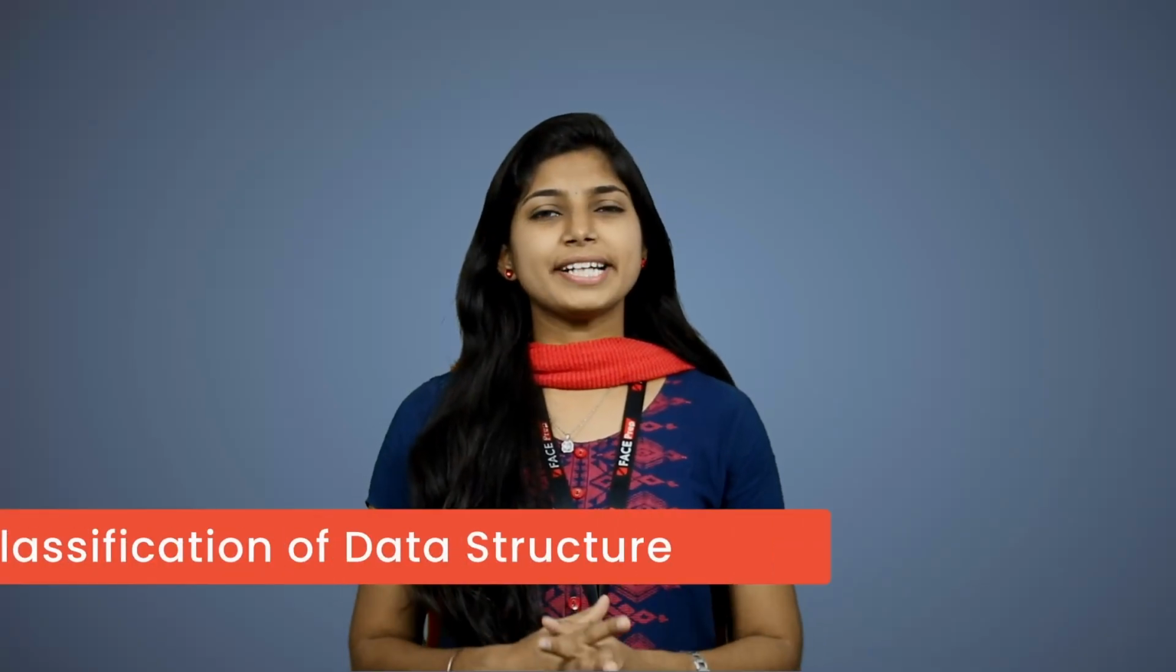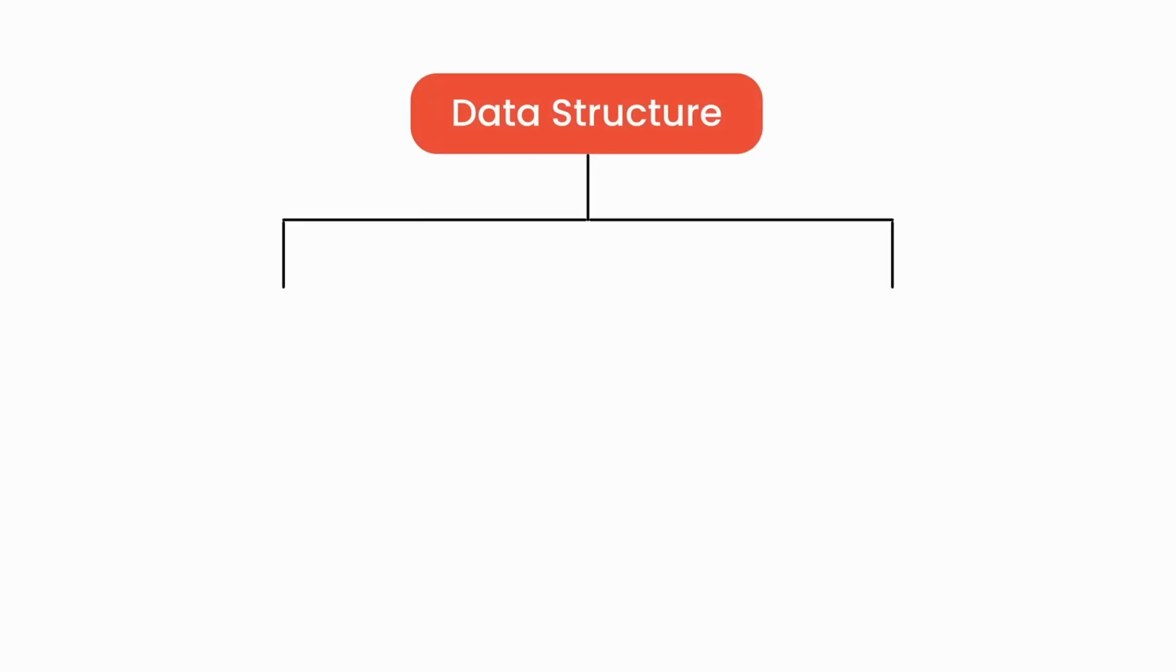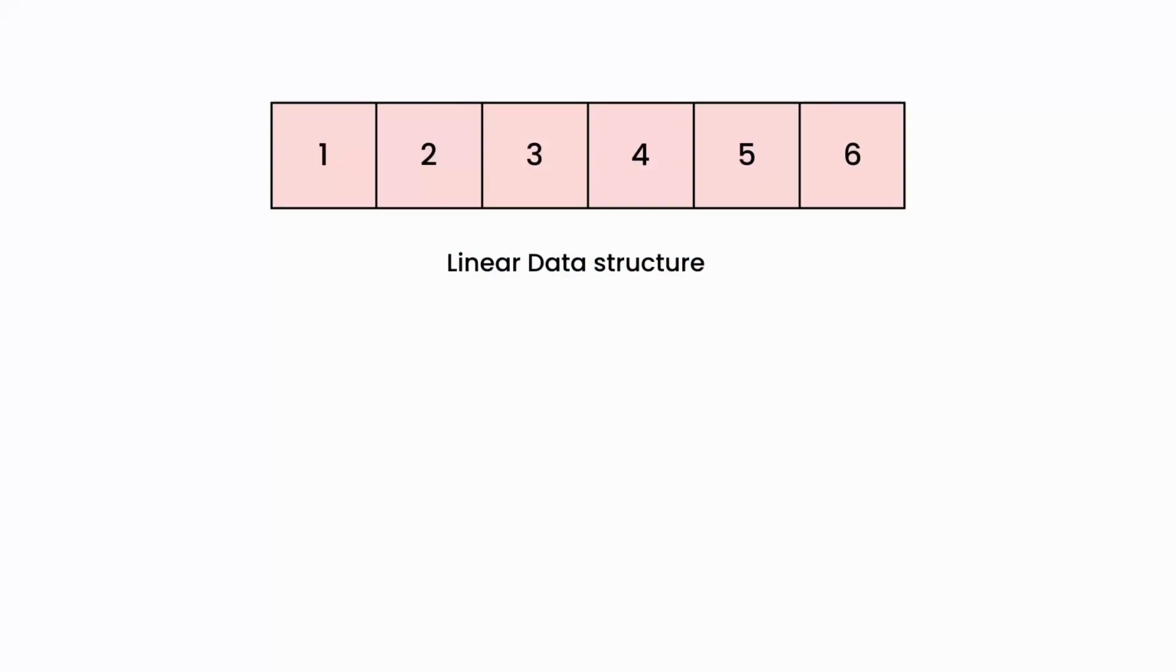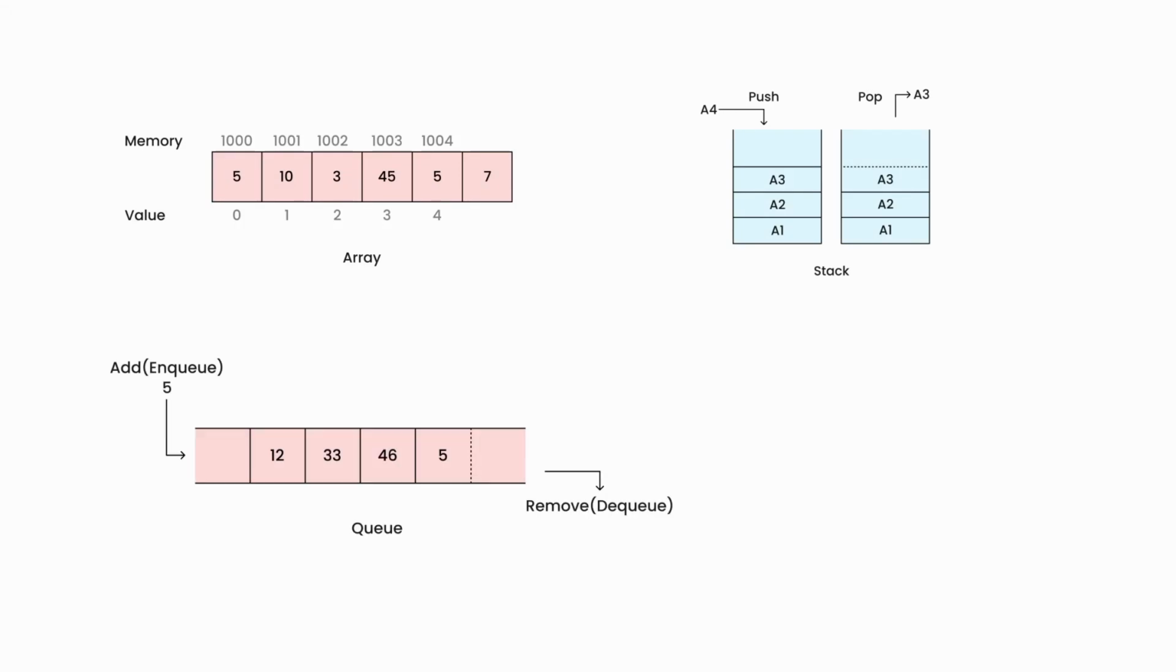Moving on to the classification of data structures. Data structures are of two types, linear and non-linear. A linear data structure is one in which data elements are arranged sequentially or linearly, where each element is attached to its previous and next adjacent element. Some examples of linear data structures are array, stack, queue, linked list, etc.